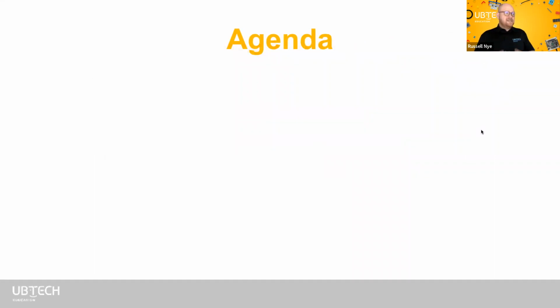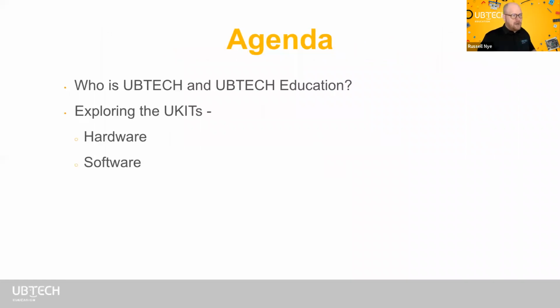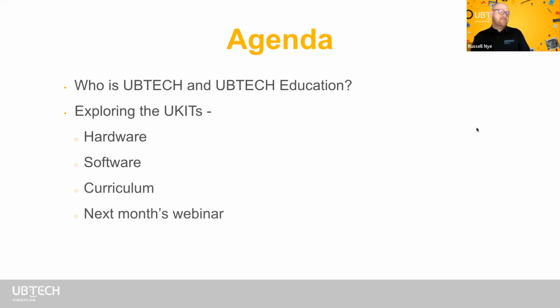Great. So in this special webinar, we're going to do some really fun stuff. First, we're going to introduce you guys and remind you who we are as a company. Then we're going to dive directly into the UKITs and explore three key areas. First, we're going to look at the hardware and what sets us apart. Then we're going to switch gears and look at our software and some key areas there. And finally, we're going to wrap it up by analyzing and looking at an overview of our curriculum. Then stay tuned because we are going to introduce what we're going to be talking about next month.